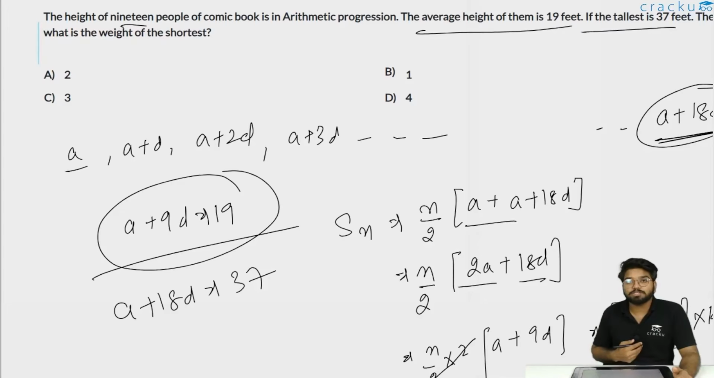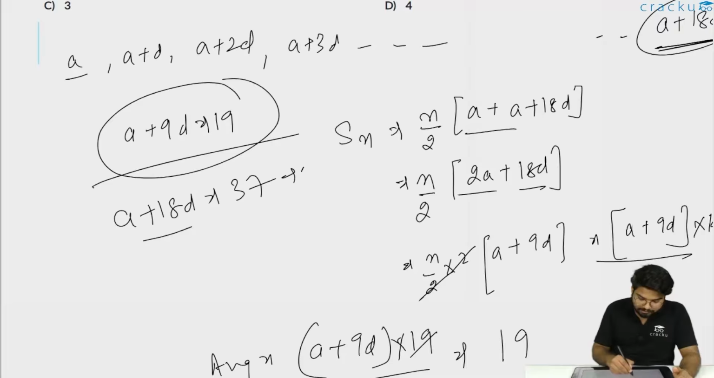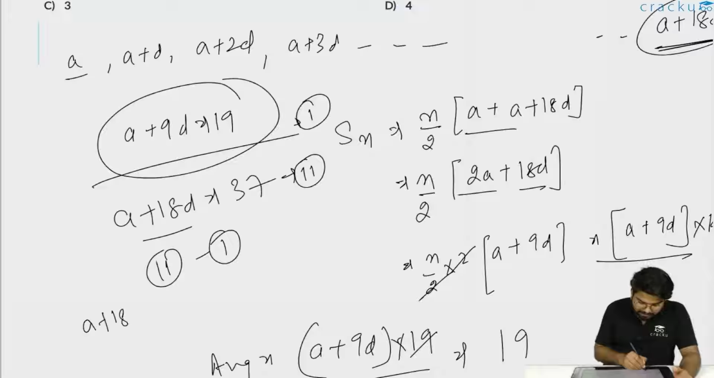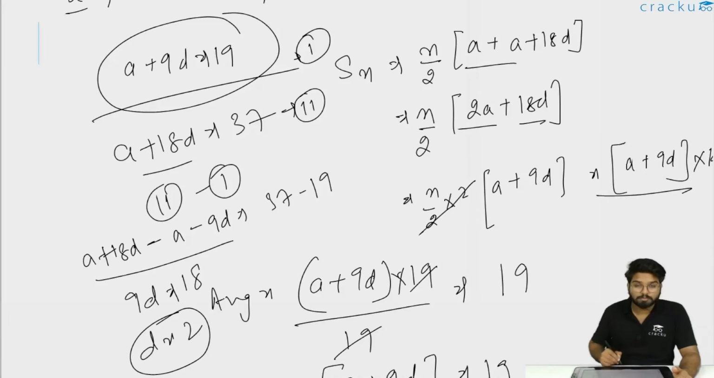We have two equations and two variables, so we can find the values of A and D. We subtract the first from the second: A plus 18D minus A minus 9D is equal to 37 minus 19. Solving this, 9D is equal to 18, or D is equal to 2. We have got the common difference as 2.